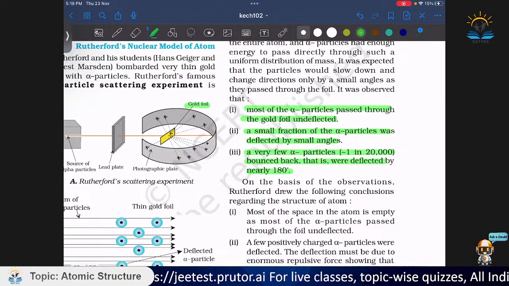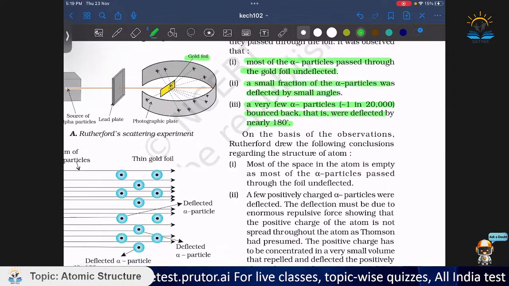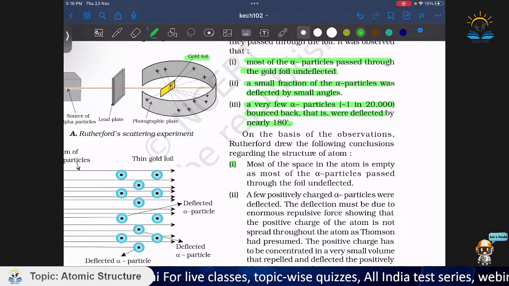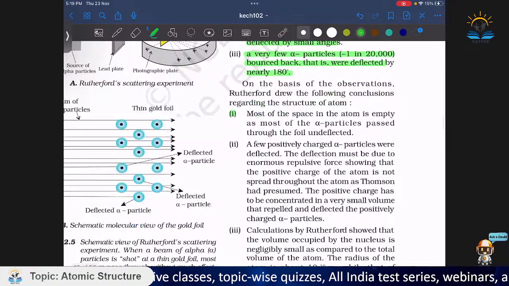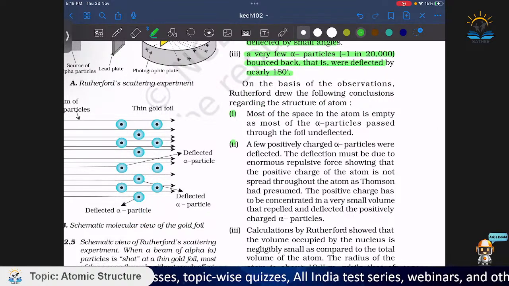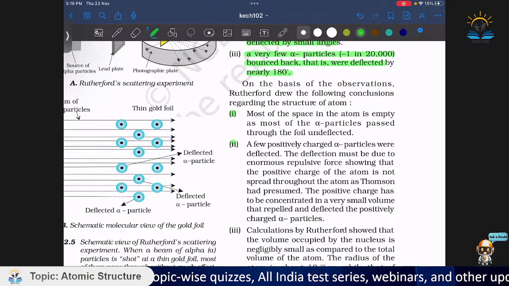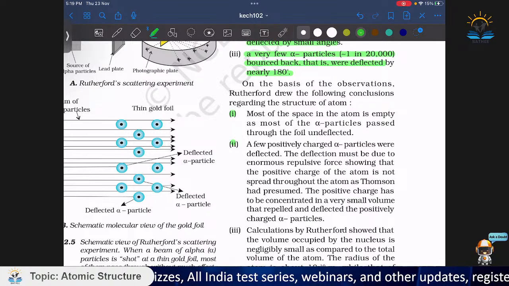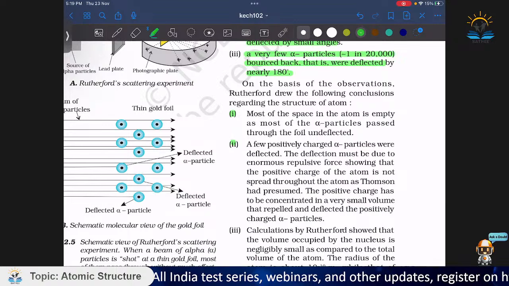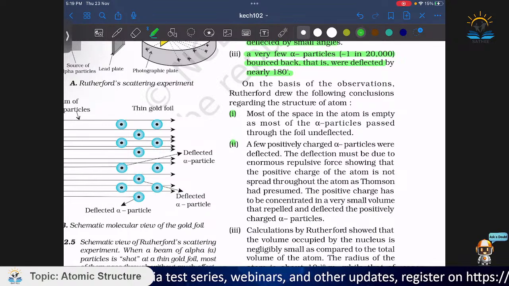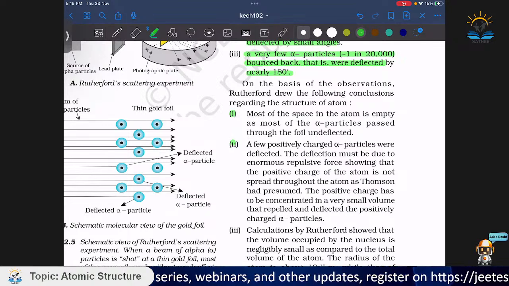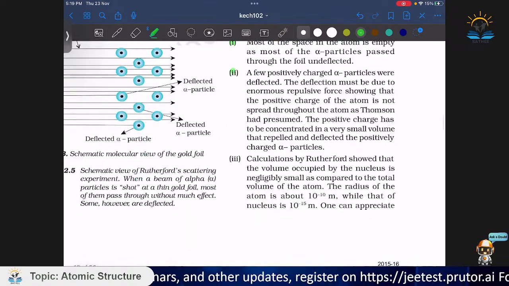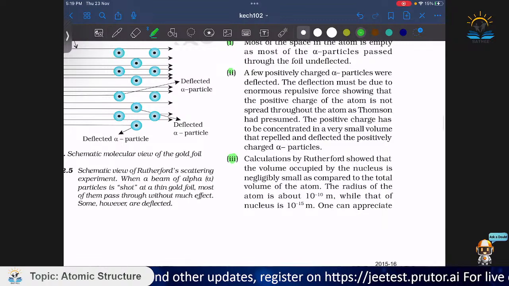On the basis of that, he made some observations and conclusions. Most of the space in an atom is empty. A few positively charged alpha particles were deflected, which means that there is an enormous positive repelling force which is not spread throughout the atom as Thomson had presumed. So he said that the positive particles in an atom were concentrated in a very small part, which was directly deflecting the alpha particles.